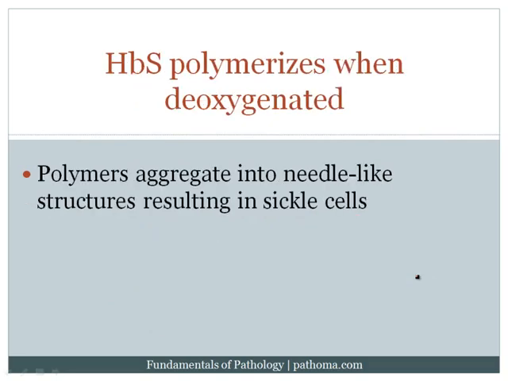Now, what's the problem with hemoglobin S? It polymerizes when it's deoxygenated. And that's important to understand, that when these cells are deoxygenated or placed under certain stresses, for example, hypoxemia, dehydration, acidosis, all of these circumstances will result in polymerization of the hemoglobin, which then is going to allow the hemoglobin molecules to aggregate into needle-like structures, which is then going to cause the cells to take on a banana shape or a sickle shape. Important to note for examinations that this is a polymerization.